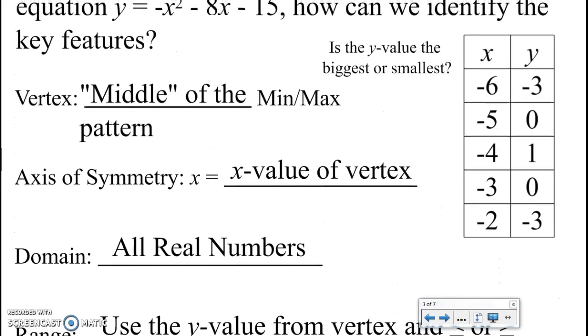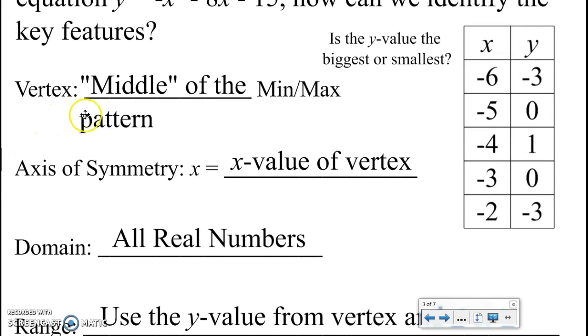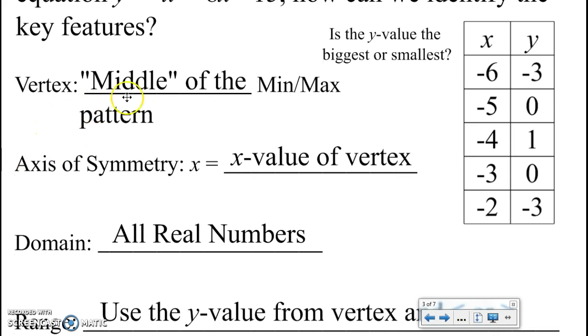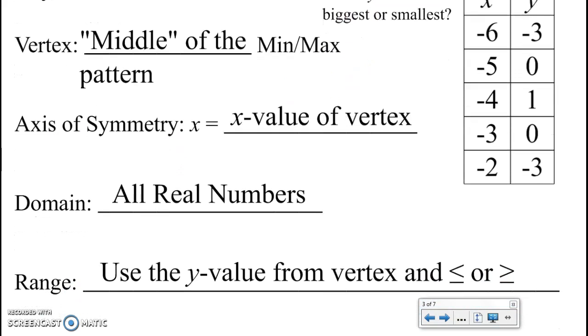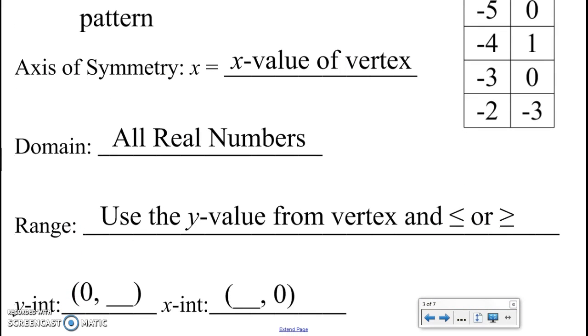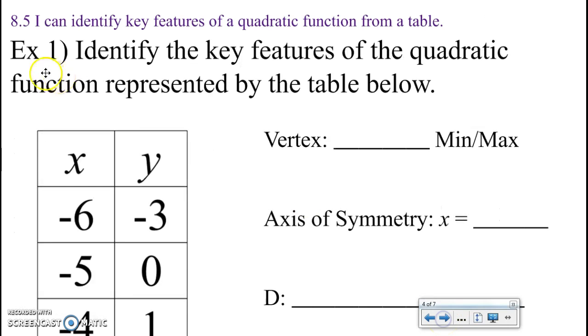Now we're going to look at the table and use the table to help us find them. So the vertex is in the middle of the pattern. For minimum or maximum, we're going to decide if the y value is the biggest or the smallest. Axis of symmetry is x equals, and then use the x value from the vertex. Domain is always all real numbers. For range, we're going to use the y value from the vertex and then greater than or less than. And your x-intercept has a 0 second, while the y-intercept has a 0 first. So let's go ahead and do all of these for this table.